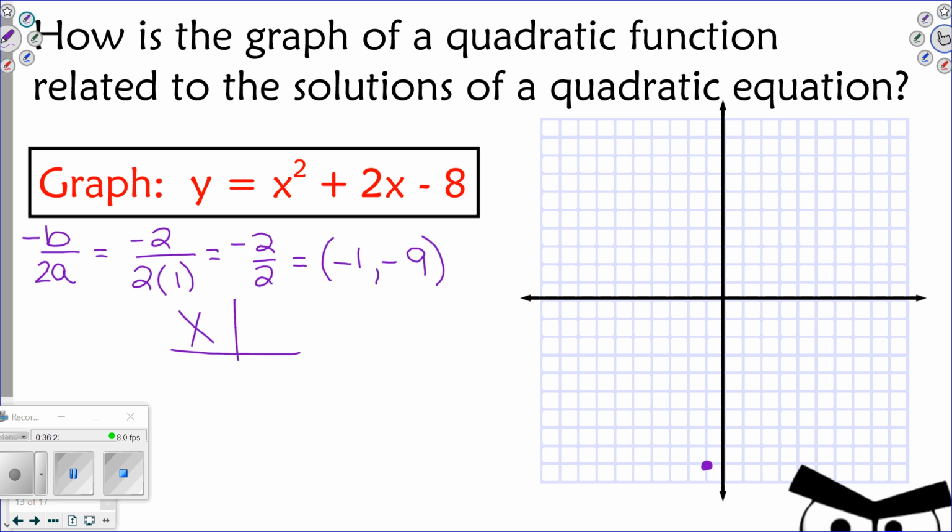So let's make our xy table. What number should I plug in? 0 and 1, good. Because this is at negative 1, so I'm going to go 2 to the right, which is 0 and 1. If I plug in a 0, what do you get? Oh my gosh, stop guessing. If you plug in a 0, what do you get? Negative 8. So 0, negative 8. And reflect it.